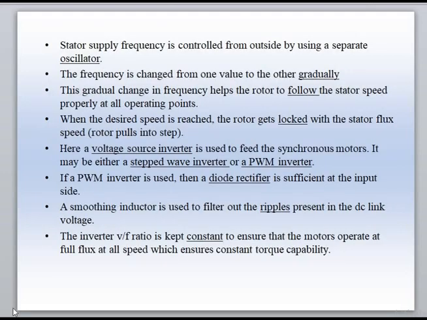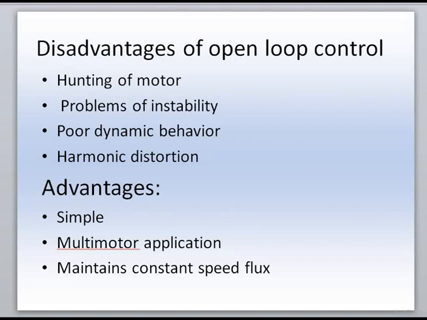So these are some of the points regarding open loop control. In open loop control, we are always maintaining the V by F ratio constant to ensure that the motor operates at full flux at all speeds, which ensures constant torque capability. We are maintaining always constant flux, that's why it is operating at constant torque. And some of the advantages and disadvantages of open loop control. Advantages are, it is simple to operate, it is applicable for multi-motor applications. It always maintains constant flux. V by F is always constant.